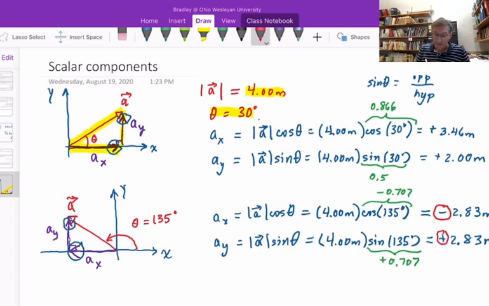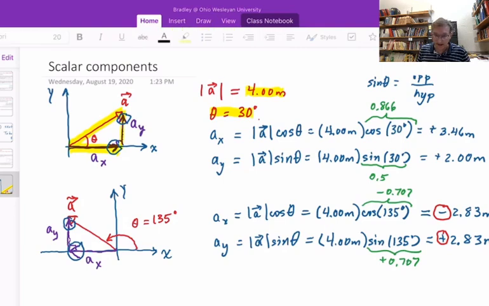Okay? For this vector, the x component is a negative number, and the y component, scalar component, is a positive number, which the little diagram, the right triangle, shows you pretty clearly. Now I want to show you one other way to find the components in this case.